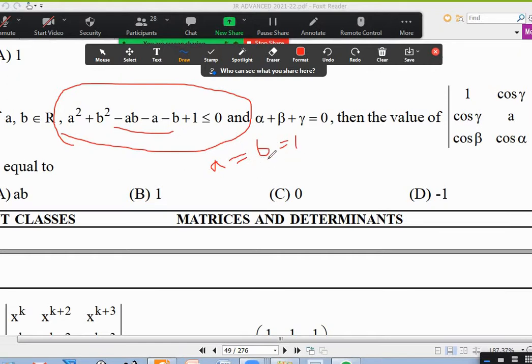No doubt. Why only there must be this and nothing else? If you take anything else, it will not come negative. It will come positive. Why? Other than a equal to b equal to 1, if you take anything else, the LHS will be positive. It will not be 0. It will not be negative. Anybody else? Anybody can comment why?